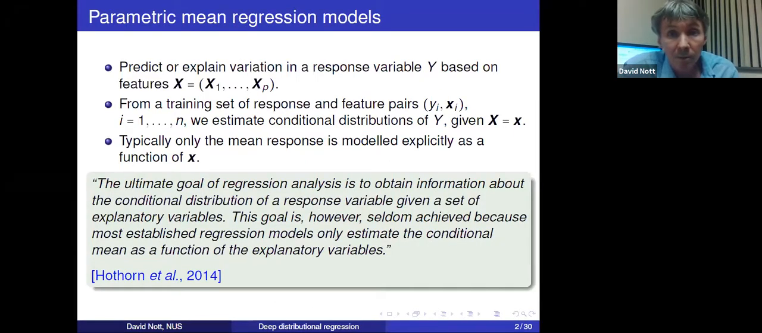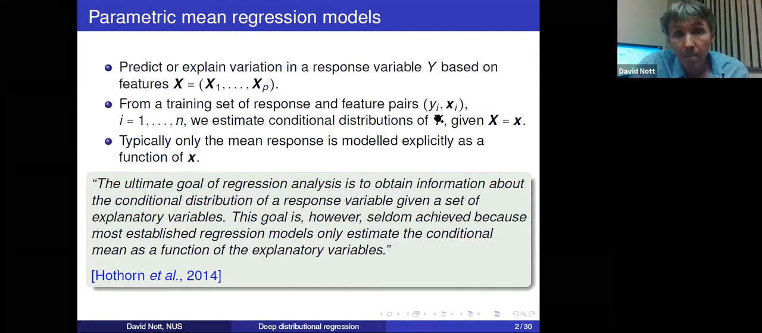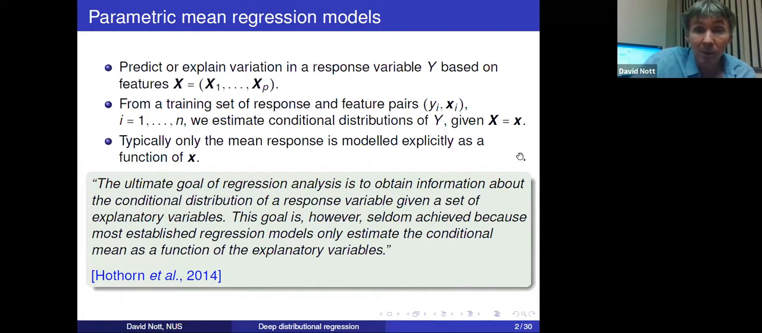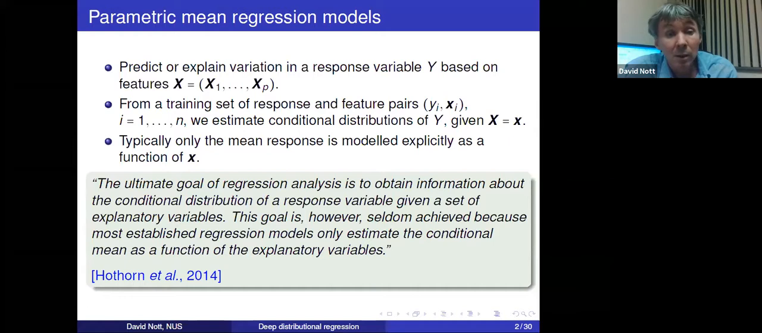So let me just give some motivation. We're considering a regression problem. We have a response Y and some p-dimensional features X. We have a training set of response and feature vector pairs, n observations, and we want to estimate the conditional distribution of the response given the features, at any given value for the features.